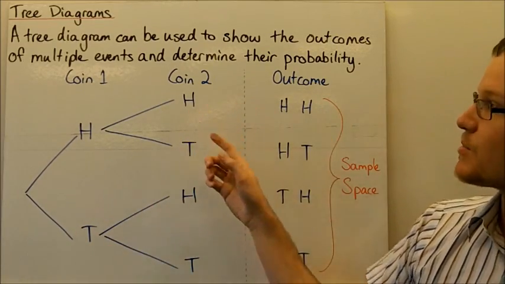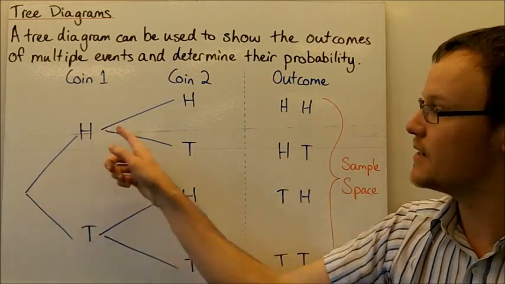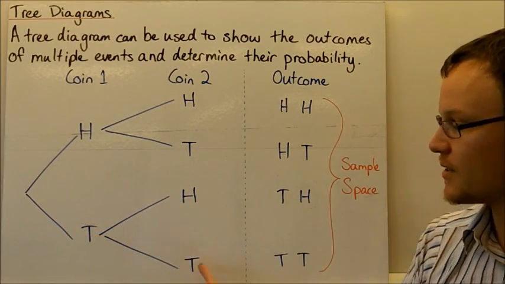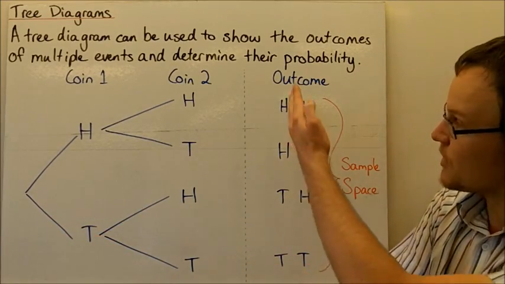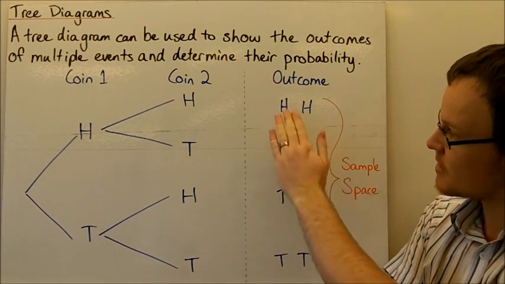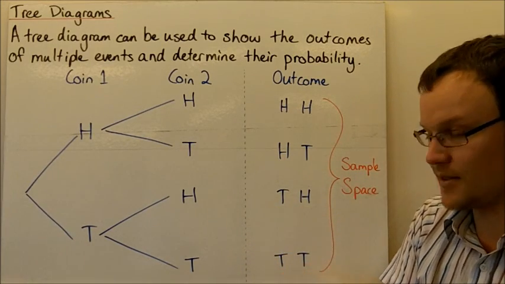So the possible outcomes we've listed here are head, head; head, tail; tail, head; and tail, tail. So there are 4 possible outcomes, and this is our sample space here. Sample space is heads, heads; heads, tails; tails, heads; and tails, tails.